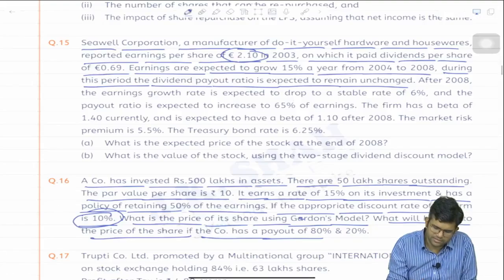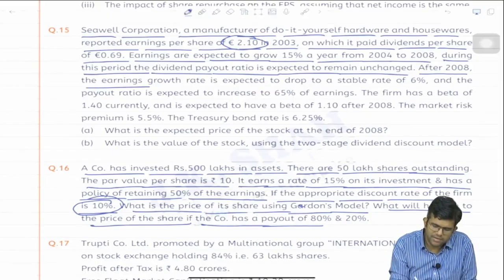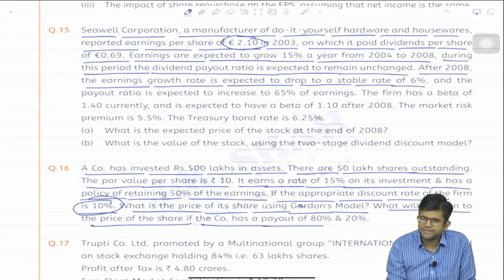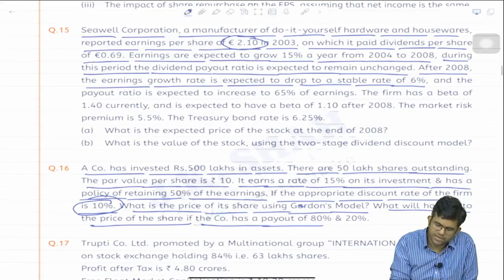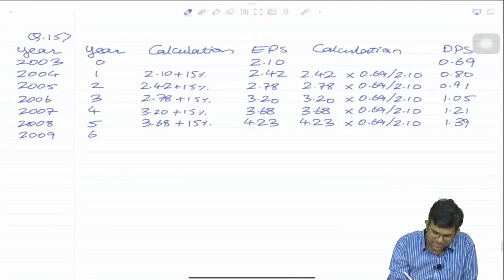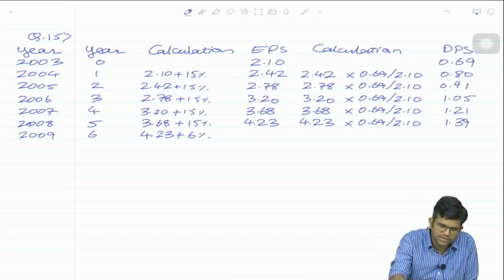So now that we are done with this, they are saying after 2008, EPS is expected to drop to a stable rate of 6%. Okay, which means let's say 2009. I'll take 1 year. 6th. From here the EPS is going to drop at a rate of 6%, which means the EPS now will be 4.23 plus 6%. Are you all able to understand? 4.23 plus 6%.